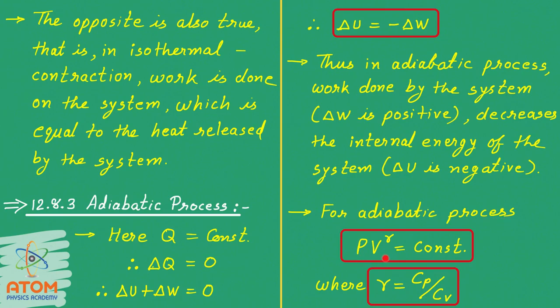adiabatic process PV raised to gamma is constant, where gamma is Cp upon Cv, means gamma is a ratio of Cp, that is molar specific heat at constant pressure, and Cv, that is molar specific heat at constant volume. Remember that gamma will have a value greater than 1. So for adiabatic process you have to remember that PV raised to gamma is constant.